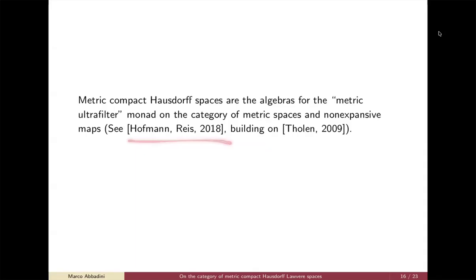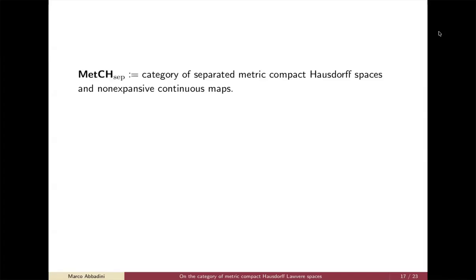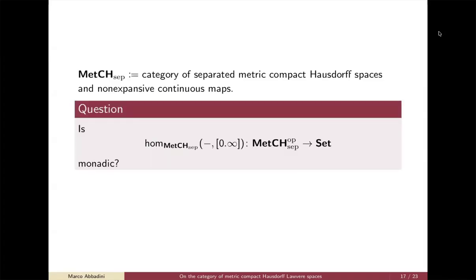In particular, in Hoffman and Rice, they build such a monad for any quantale. Here we are only focused on metric structures, but I recommend these readings. Now, defining the category of separated metric compact Hausdorff spaces and non-expansive continuous maps, let us denote them by MET-CH SEP. The question was whether the contravariant representable functor, represented by zero infinity, is monadic.